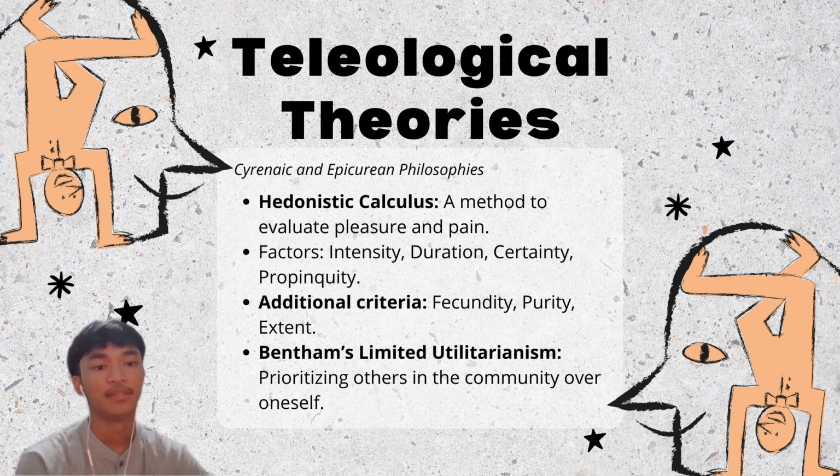A moral agent must aim to produce the greatest possible amount of happiness for the greatest possible amount of people. That excludes yourself from the equation. Though Bentham mentioned that you should prioritize others in the community, Bentham also mentioned that this does not apply to the whole entirety of humanity but only to his parochial community. His ethical theory is dubbed the limited utilitarianism.